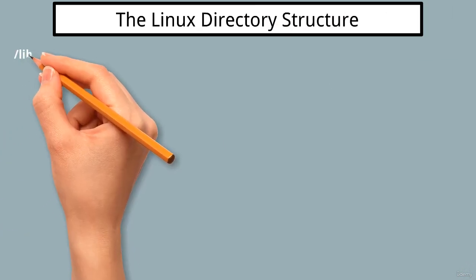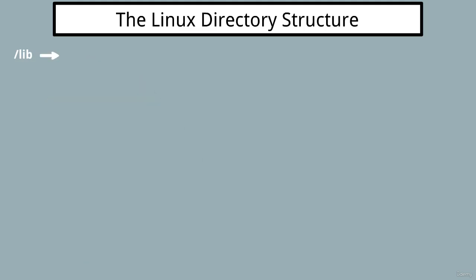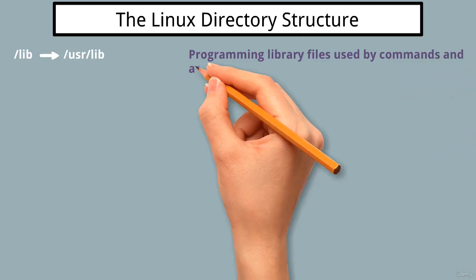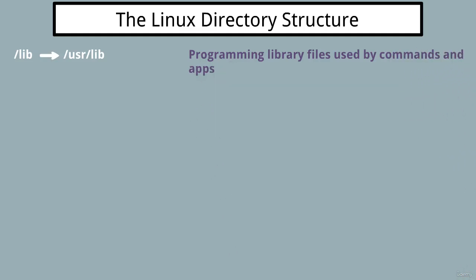And next is the /lib directory. In this new version of Linux, /lib has been changed or linked to /usr/lib. This is where all the C program library files that are needed for commands and applications are stored. It contains library routines required by many commands, programs, as well as the kernel.